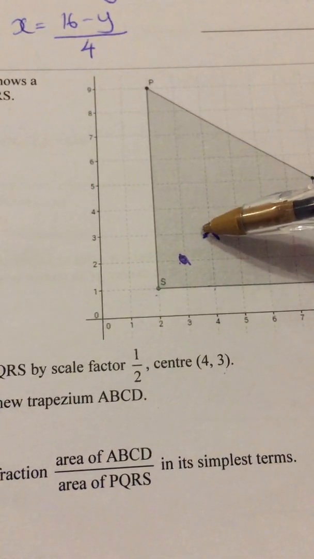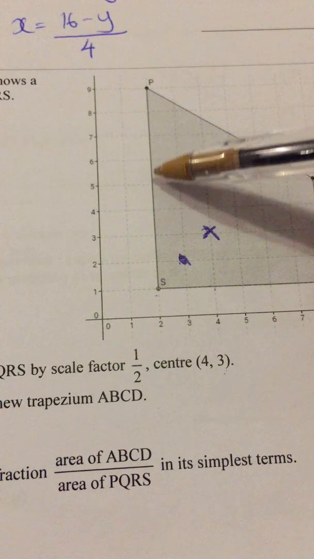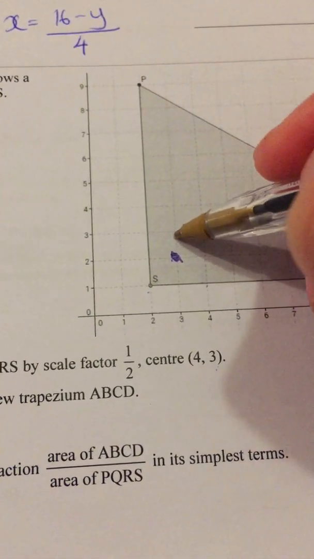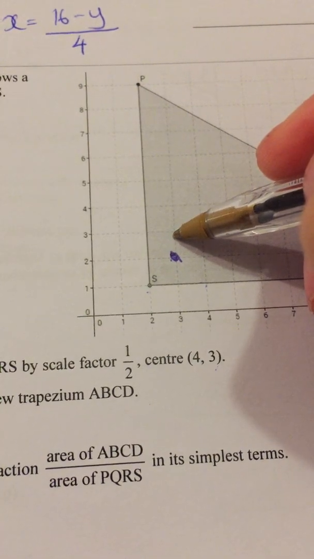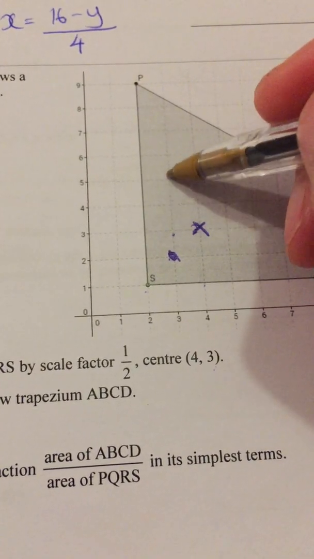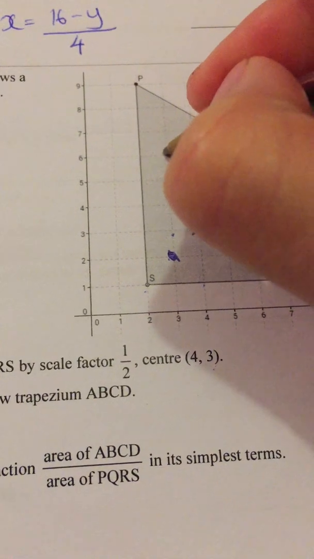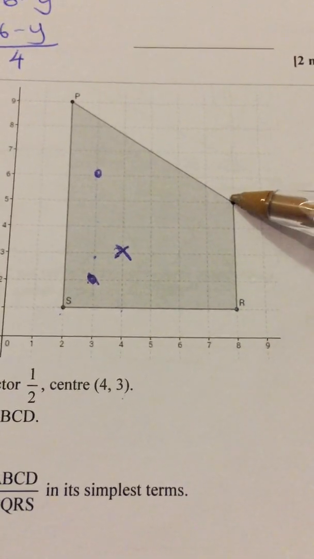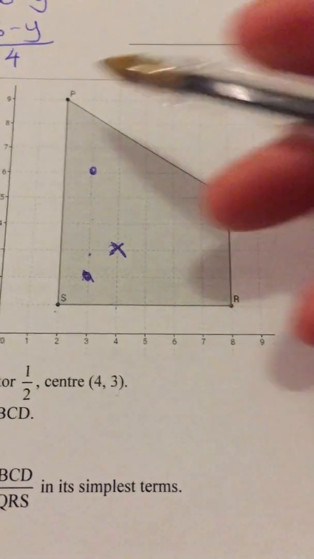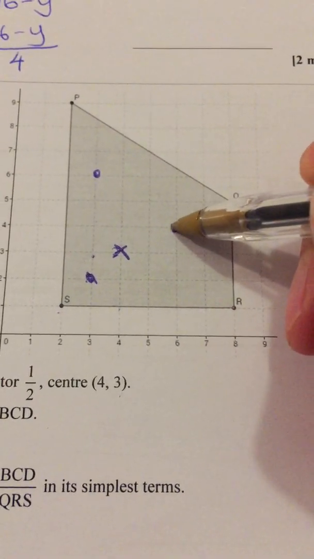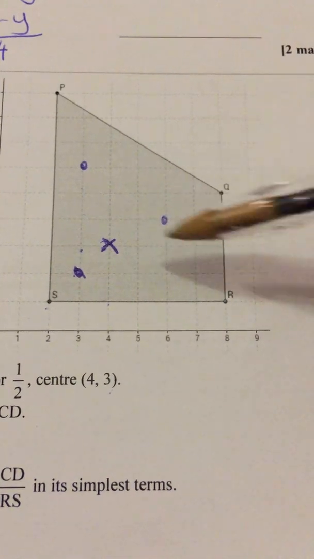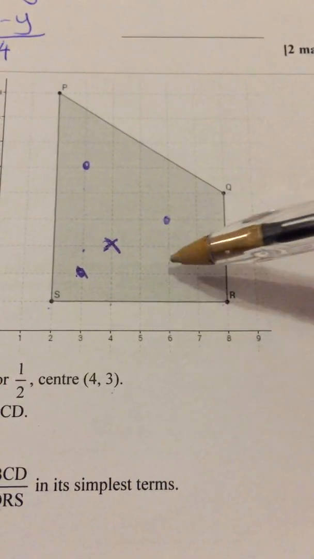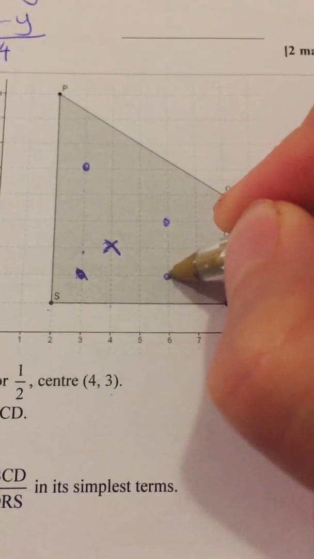To go to P, I have to go 2 across, and 6 up. So rather than going 2 across, I'm going to go 1 across. Rather than going 6 up, I'm going to go 3 up. So here's my new corner. Similarly to Q, I have to go 4 across and 2 up. Half of that is 2 across and 1 up, so it's going to go here. And then to R, I have to go 2 down, 4 across. I'm going to go 1 down, 2 across, and there is my trapezium.